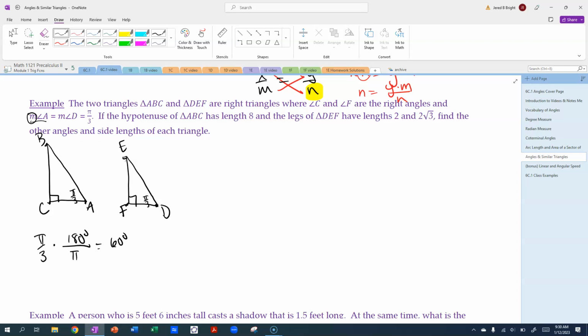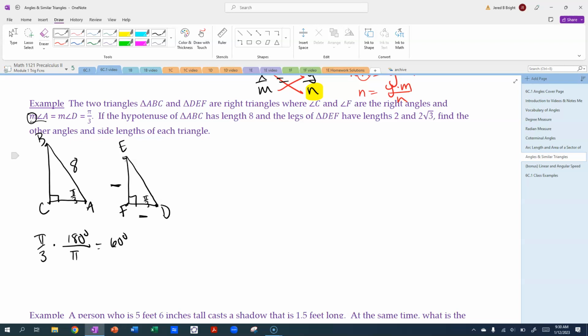Let's see, if the hypotenuse of ABC has length 8, so hypotenuse is the longest side, so that would be side length 8, and DEF has legs that are lengths 2 and 2 square root 3. Okay, so that's this side and this side, which one goes where? We need to find the other angles and sides. Let's leave off labeling those for right now.